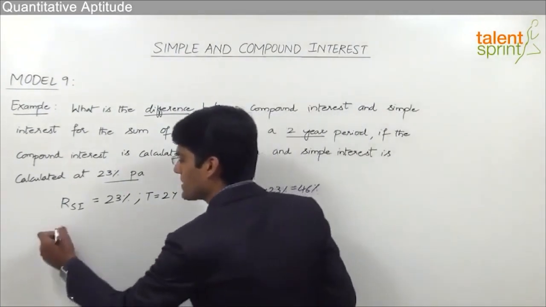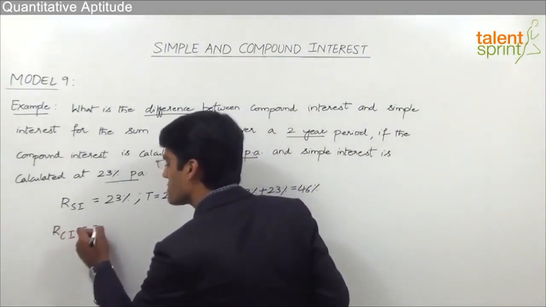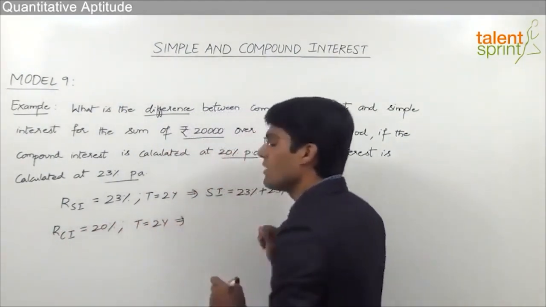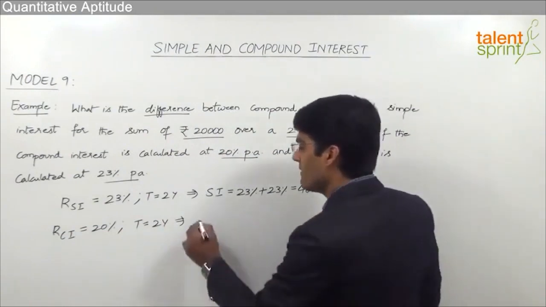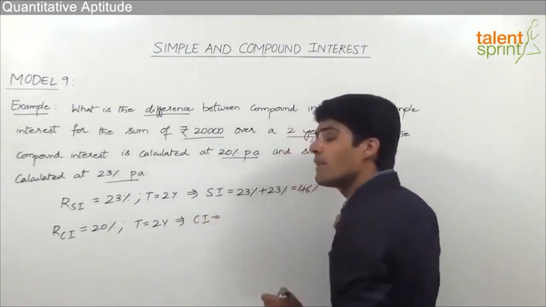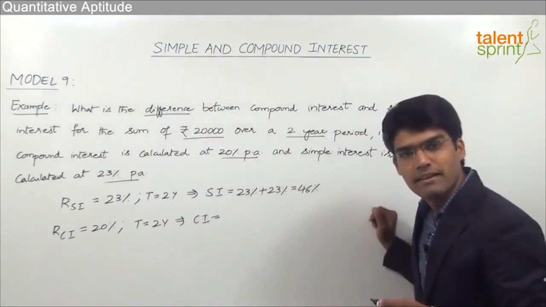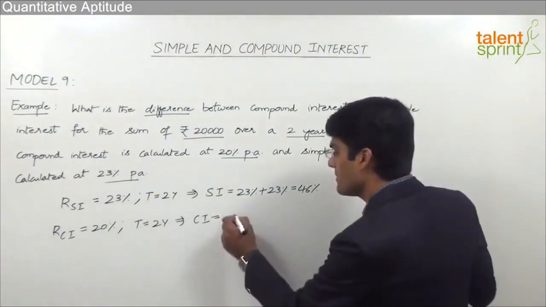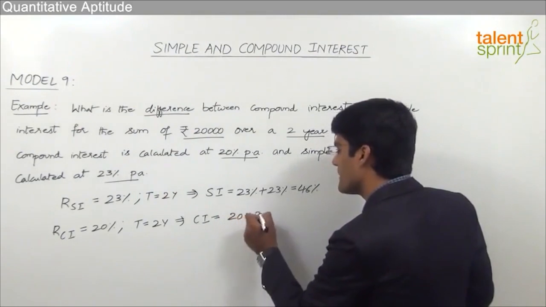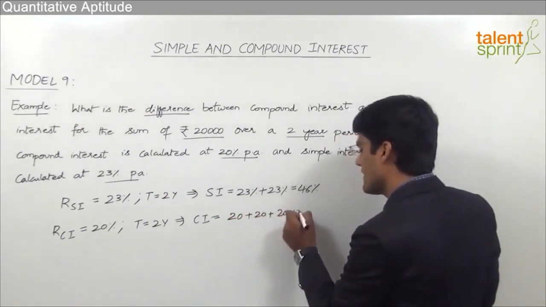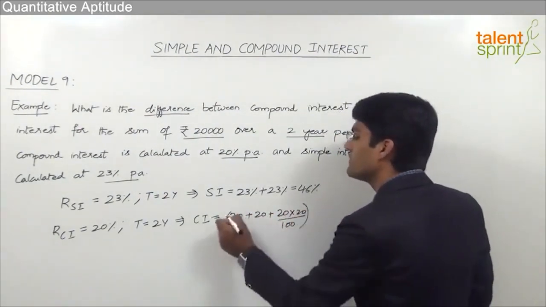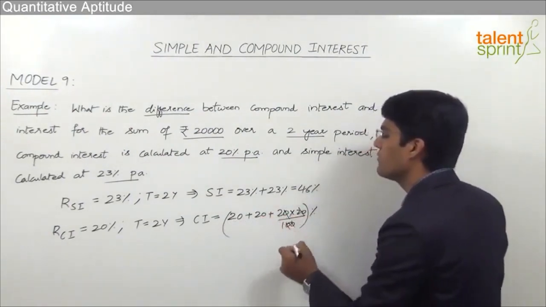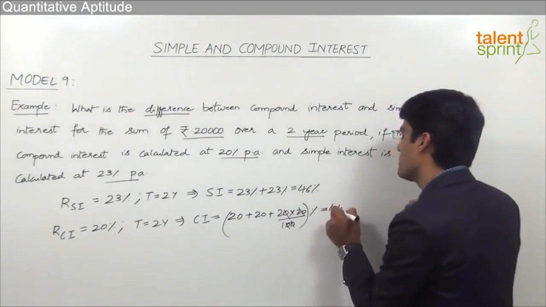And as given in the question, the rate of compound interest is 20% per annum and the time period is 2 years. So again, going by the concept of percentages, we can say that the total compound interest would be A + B + AB/100 %, where A is nothing but 20 and B also is 20. So it will be equal to 20 + 20 + (20 × 20)/100 in terms of percentage. So 20 plus 20 is 40 and this is equal to 4. 40 plus 4 is 44%.